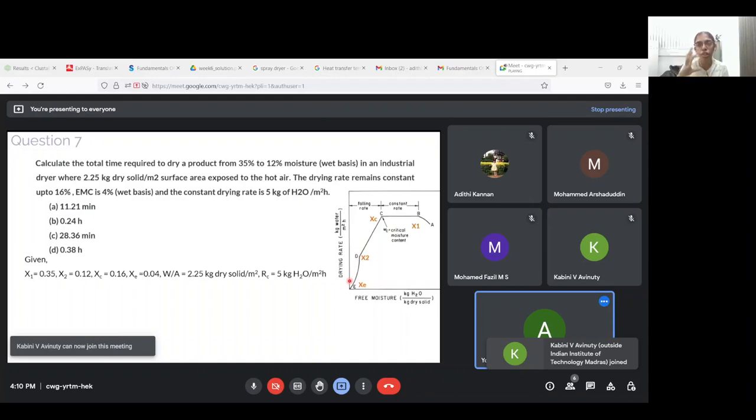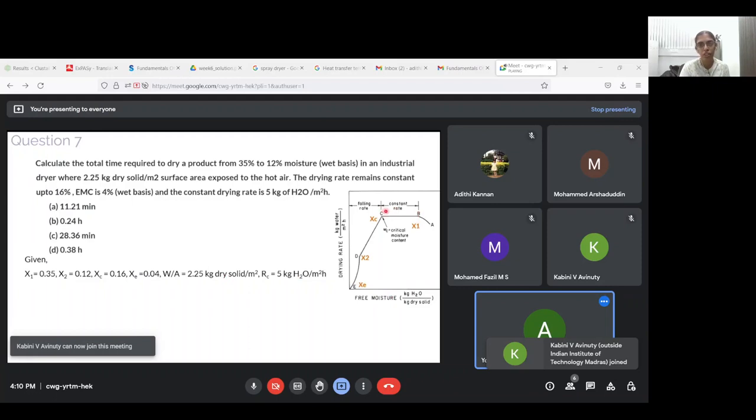So Xe will be your equilibrium moisture content with the ambient temperature, and at that particular temperature and that particular pressure you cannot evaporate the product more. So this is known as your equilibrium moisture content. As you can see here, there are multiple phases involved.